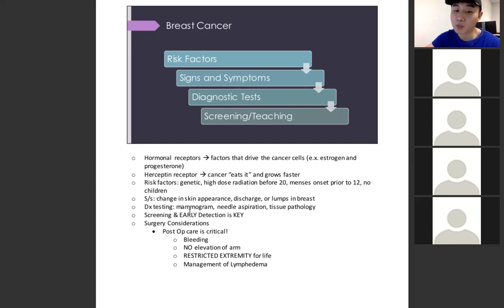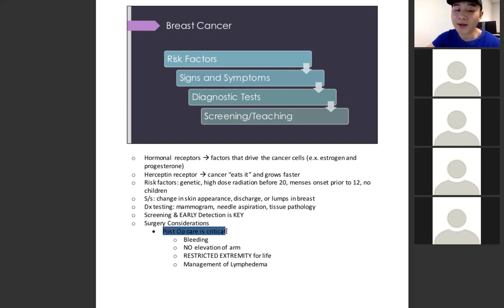Diagnostic testing of breast cancer includes mammograms, needle aspiration, tissue pathology. Screening and early detection is key. Surgery considerations include that post-op care is critical: bleeding, no elevation of arm, restrict extremity for life, management of lymphedema.